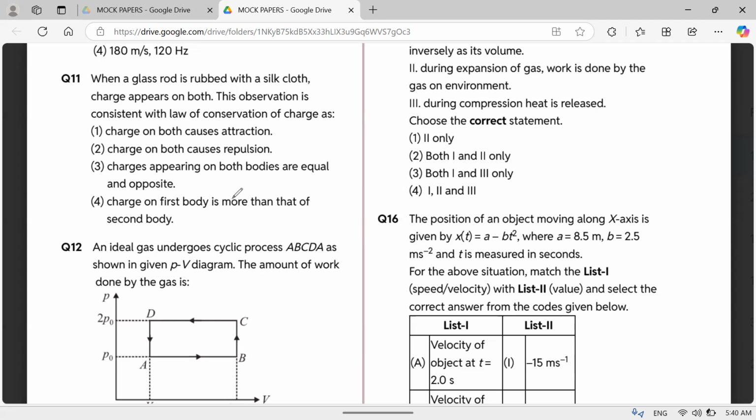See, whenever the glass rod and silk cloth have been rubbed, initially they are neutral, no charge. So finally, we are getting one positive charge on the glass rod and exactly equal negative charge on the silk cloth. So net charge is again how much, beta? 0. So the charges appearing on both these bodies are equal as well as opposite. So what is the best option I can write for this one? Third option. Clear?